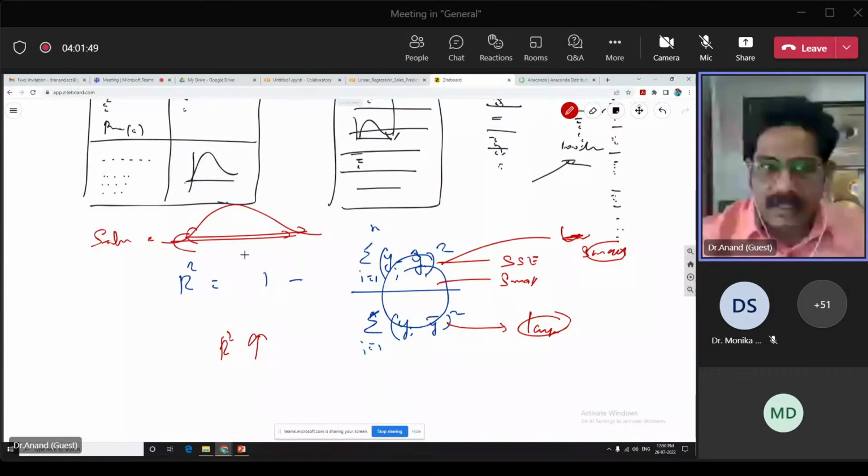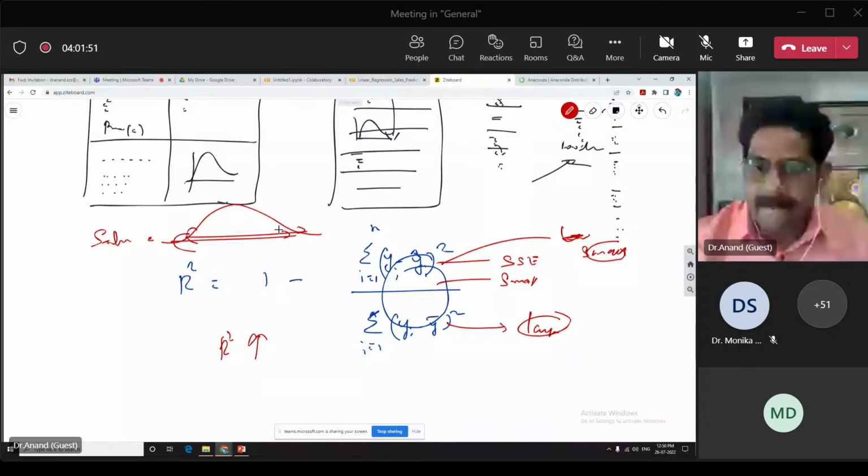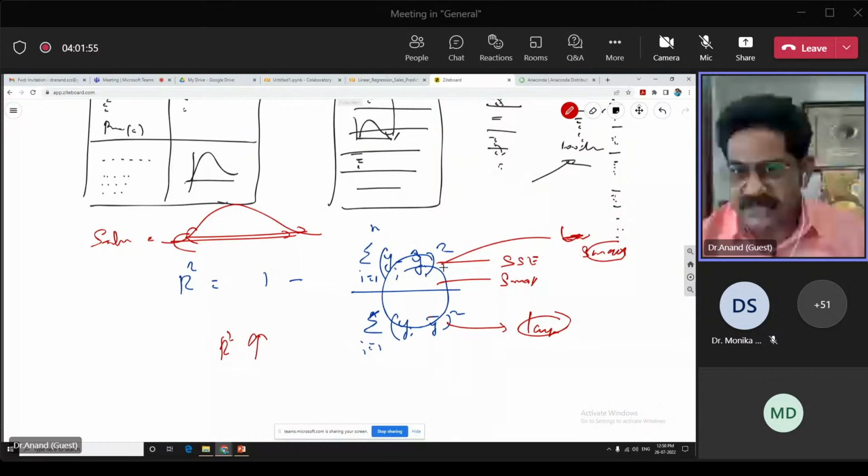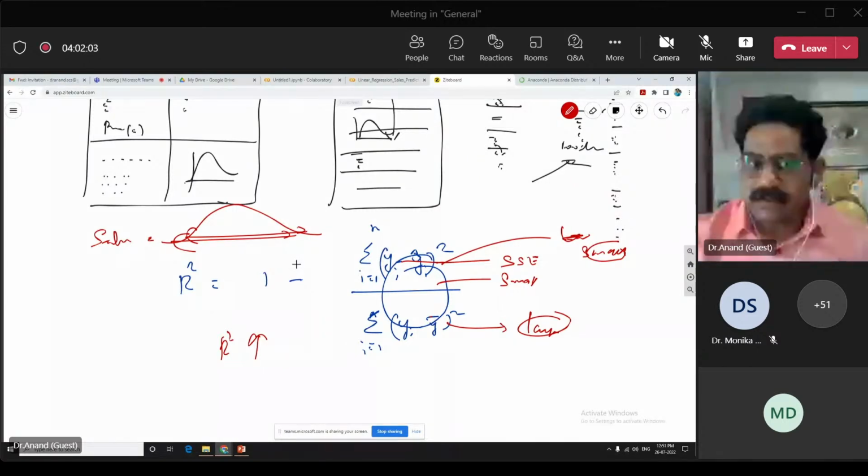You should not have a very narrow distribution for the y. As long as your y distribution is large and the residues are smaller, naturally the fraction is smaller, and 1 minus a smaller fraction gives you a large R square value.